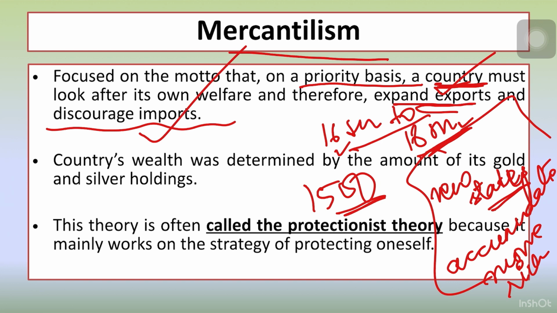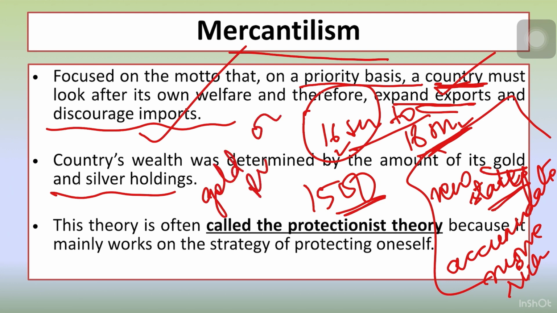Now in return of the exports, what will be there? In the initial years, in such centuries, say 16th or 18th century, what was the wealth? The wealth was measured in terms of gold or other precious metals. So it believed as more and more exports are going to be there, the country is going to accumulate more and more gold or precious metals, right? So this was the way of increasing the wealth of the country.